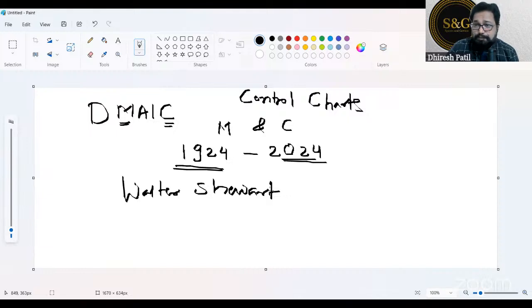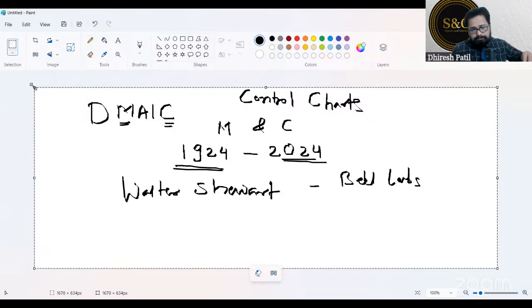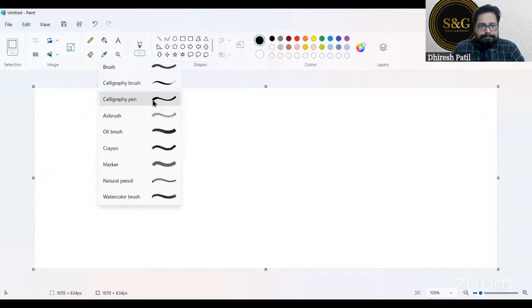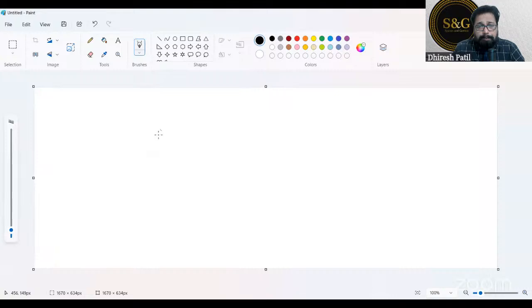For more than 100 years, we have been using this. So he was basically working for Bell Labs, and he was a scientist, statistician, and very enthusiastic person. And according to him, any data, any process, understand this, okay? Any process which flows between +3 and -3 standard deviation.